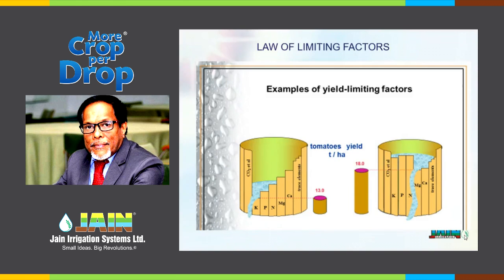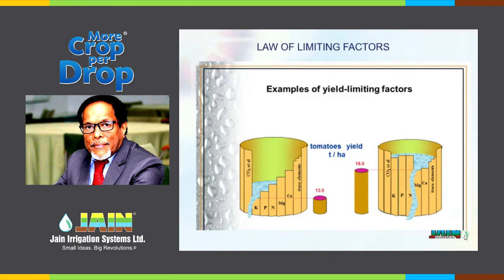One of the main reasons, if you don't have insect or pest attack or things which are biological, why the crop is not coming to its full yield potential is obviously shortage of some element. And so long back, this law of limiting factors was coined. If you look at the two cylinders I have given, we are talking about tomato yield.